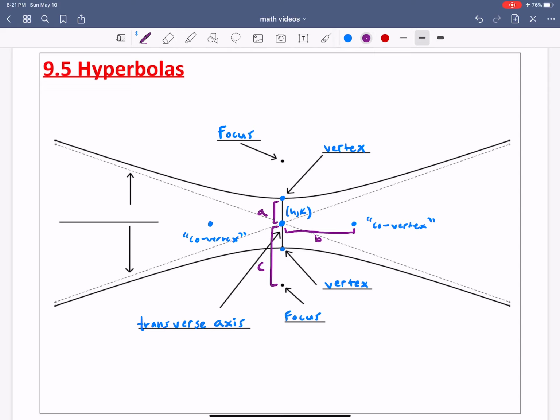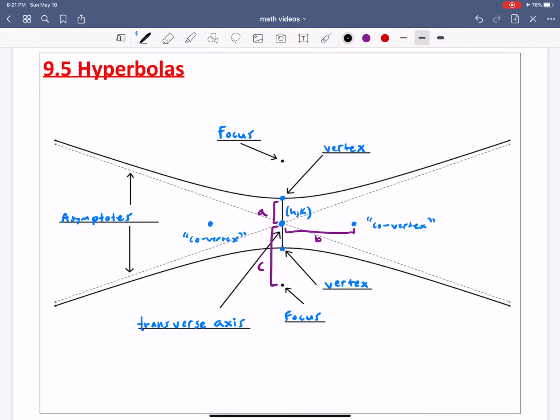Now, lastly, the last line that we have here, or what do we call these dashed lines? Okay, well, these dashed lines are asymptotes. There are actually 2 asymptotes for every hyperbola. And again, I will teach you how to find those.